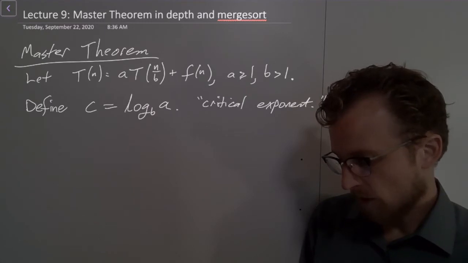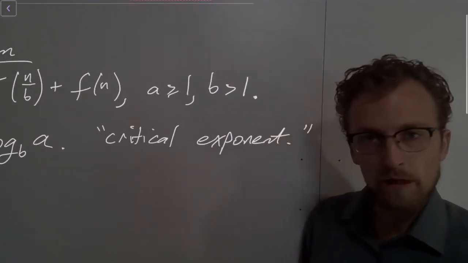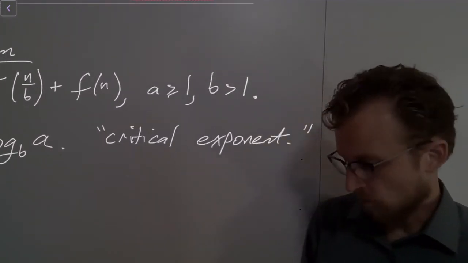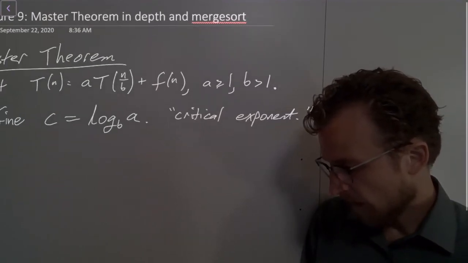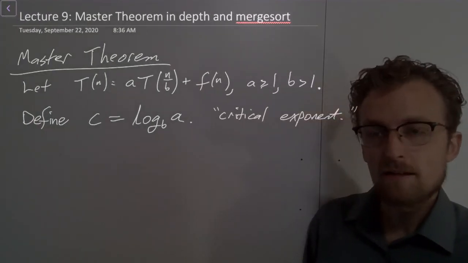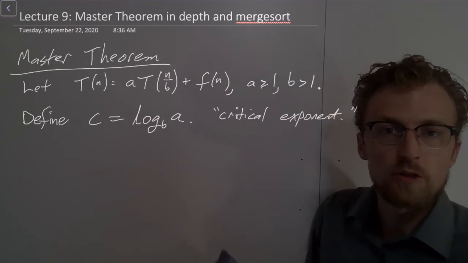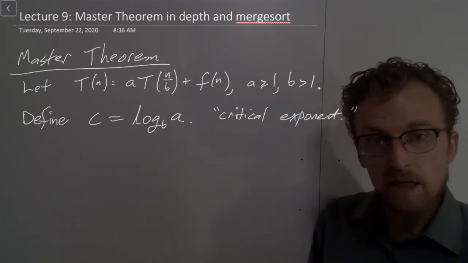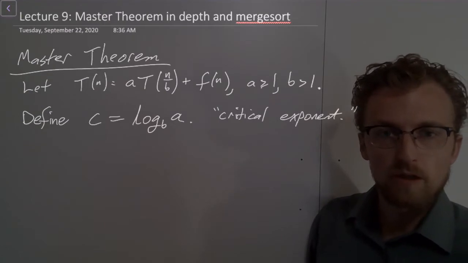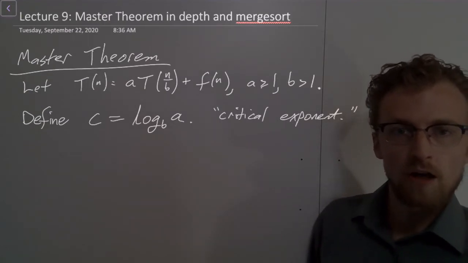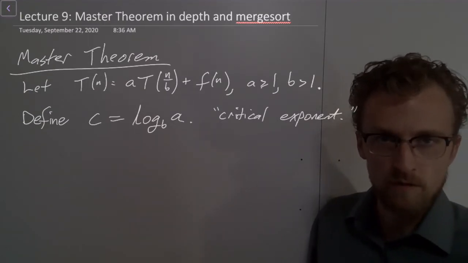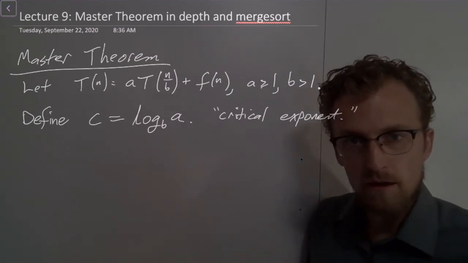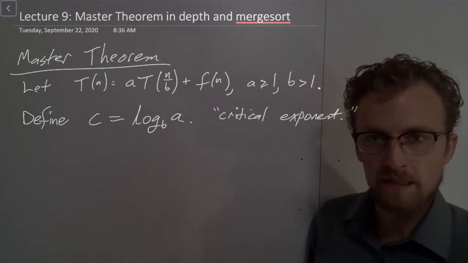And here we have our requirements that A is greater than or equal to 1, and B is greater than 1. Notice B has to be greater than 1, because if it isn't, then this recursion will never terminate, right? If B were, say, equal to 1, this recursion would be recursing on just the same size input every single time. The input would never shrink, so we would never be able to approach some base case.